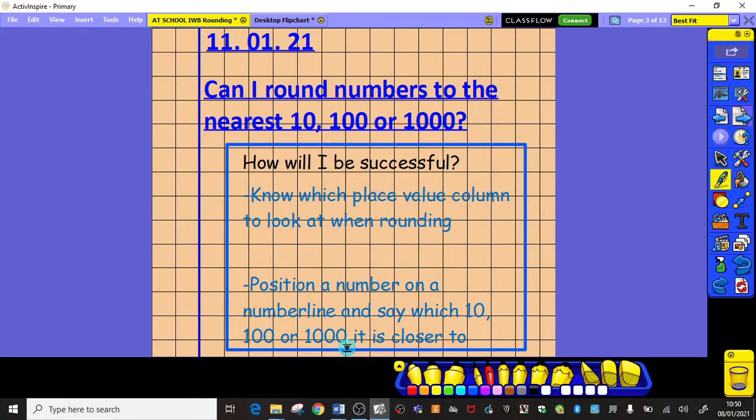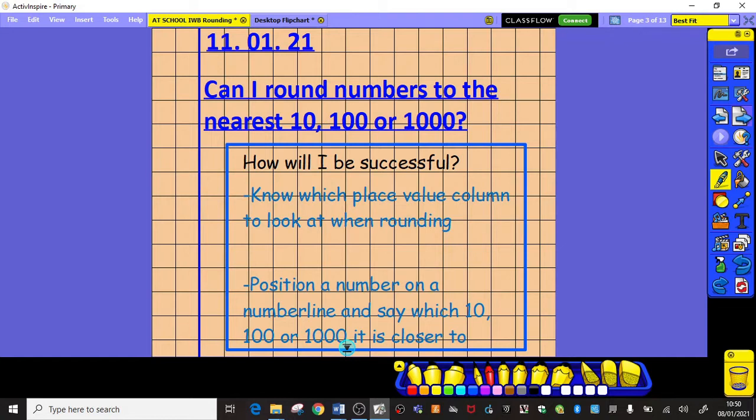So the objective for today's lesson is, can I round numbers to the nearest 10, nearest 100, or nearest 1000? These are all skills that you've had an individual lesson on and practice earlier in the year. So you had a lesson on rounding to the nearest 10, a lesson on rounding to the nearest 100, rounding to the nearest 1000 as well. You're going to be using these skills again tomorrow to be doing some estimating.